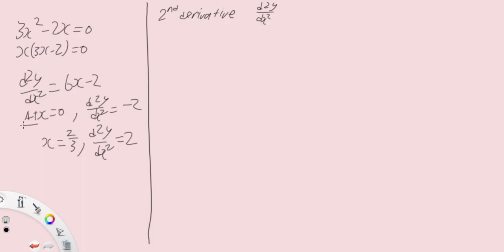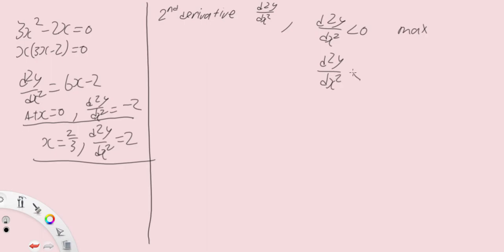Now the logic is that when d2y/dx2 is less than 0, the point is a maximum. If d2y/dx2 is bigger than 0, it is a minimum. It's something like an opposite, right? Maximum means more, but its d2y is negative. If something is little, like minimum, it shouldn't be more, but d2y/dx2 is more.